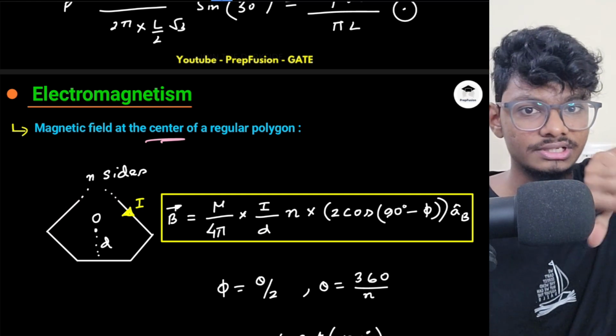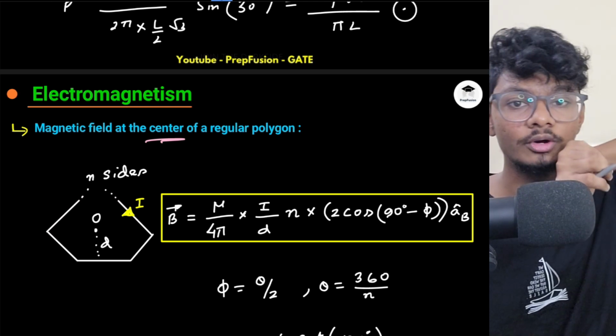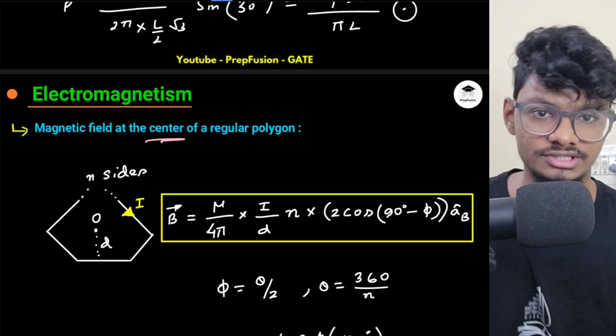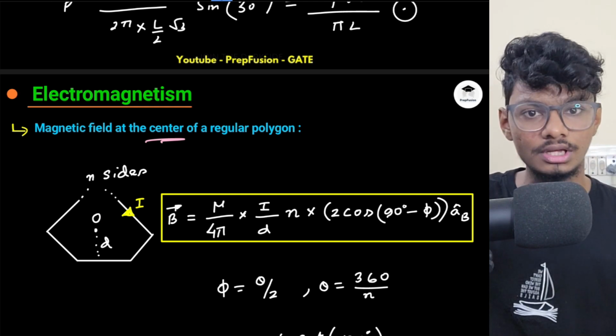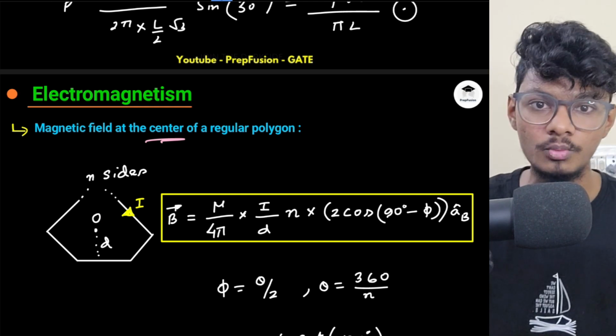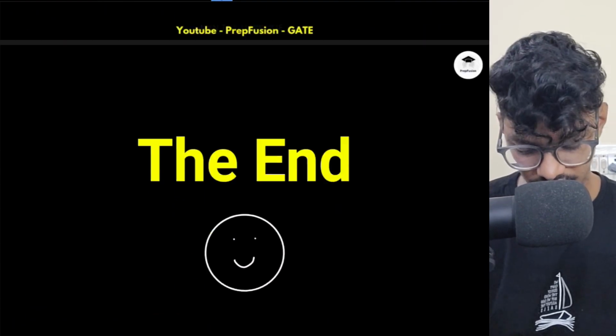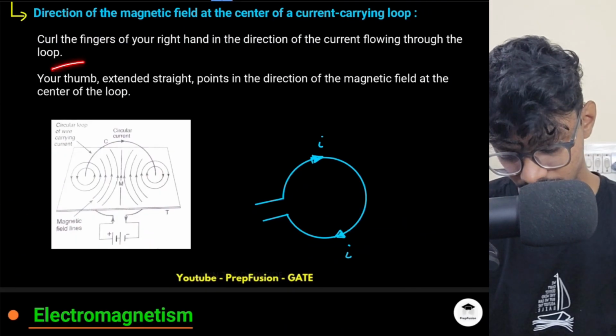I am pointing towards the skin. If I curl my fingers with my right hand, I am pointing towards the skin. So obviously the thumb will give me the direction of current. So whenever there is a loop present, you just curl your fingers along that loop, and the thumb will give you the direction of magnetic field, and exactly that is written over here as well.